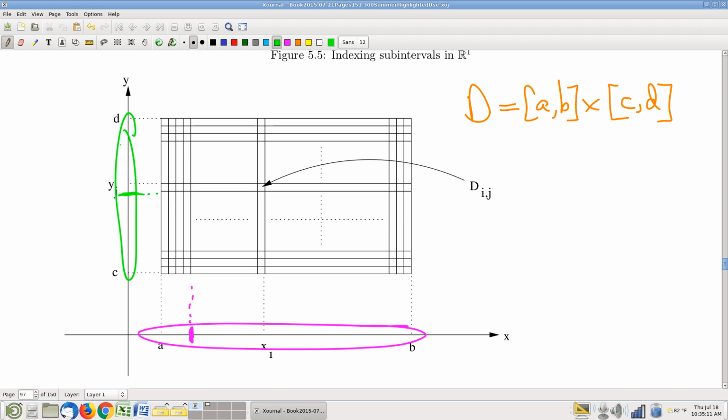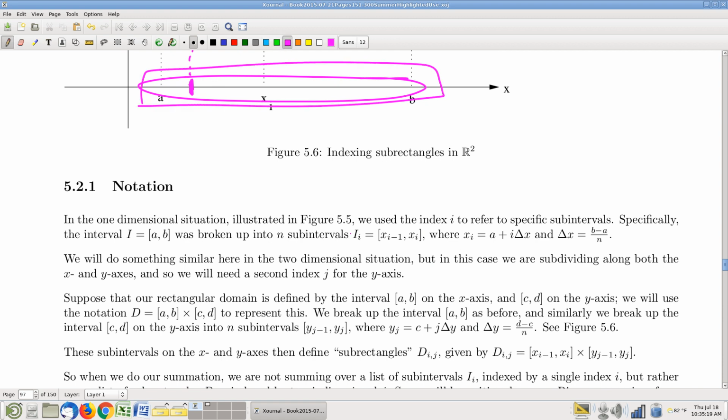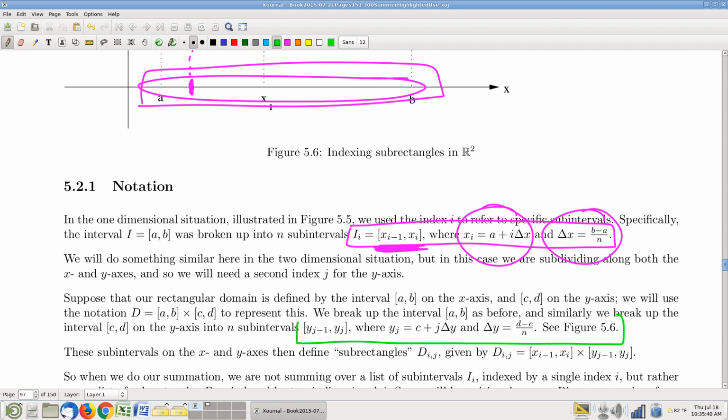So that gives us the following details. On the x-axis, here are those familiar equations. Delta x is (b minus a) over n. x_i is a plus i delta x. And then we look at the individual intervals from one of those to the next. On the y-axis, well, it's morally equivalent. Now, delta y is (d minus c) over n. It's the same strategy, right? So other details are analogous as well.